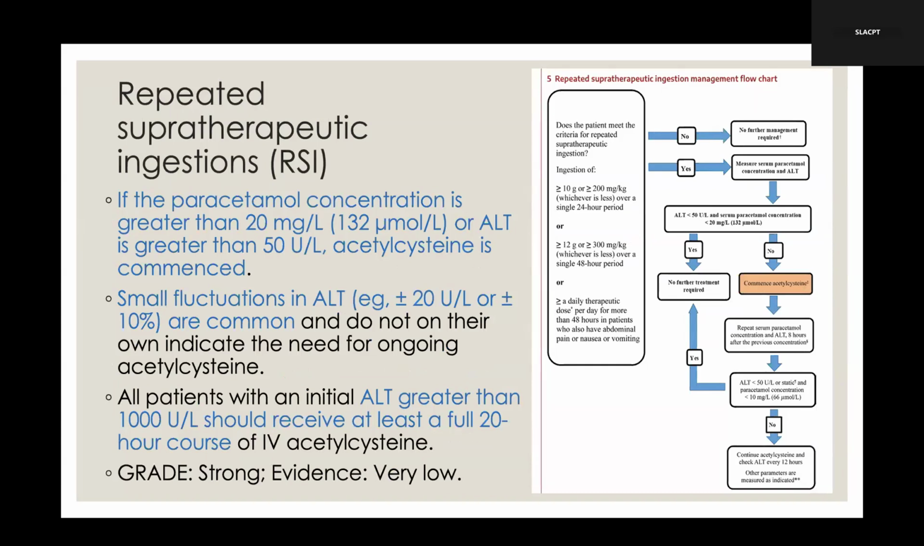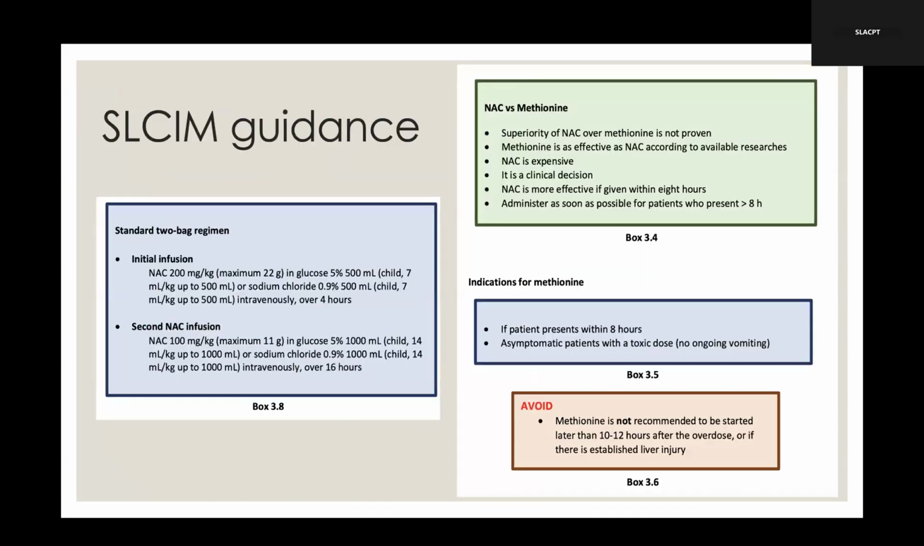So repeated supratherapeutic ingestion they define based on the paracetamol level, and small fluctuations of ALT can occur, but all patients who have a higher ALT of more than 50 should receive acetylcysteine, and for a prolonged period also.